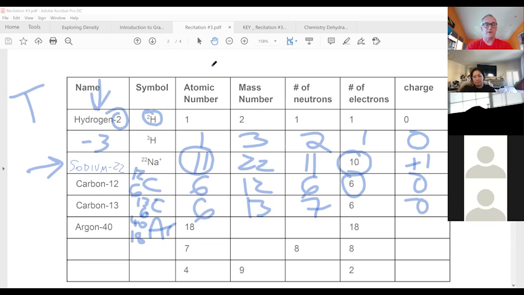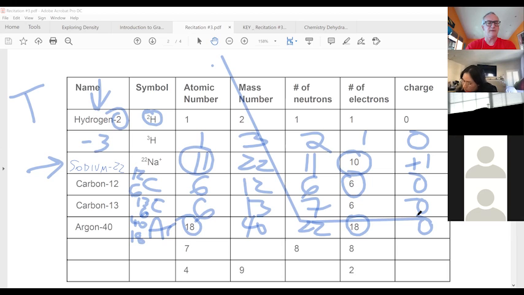Okay, so we know its atomic number is 18, and the mass number is 40. So it has how many neutrons? 22. Yep. And so it has 18 electrons, and its atomic number is 18. What's the charge? 0. None. Excellent.